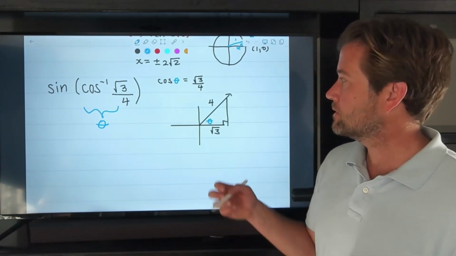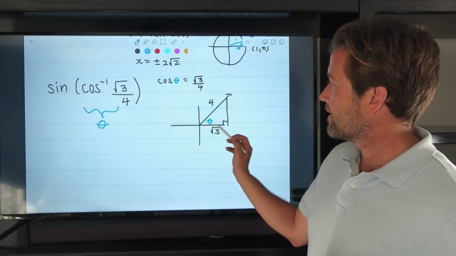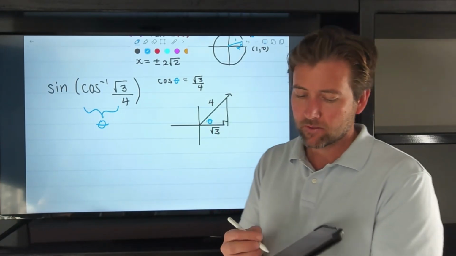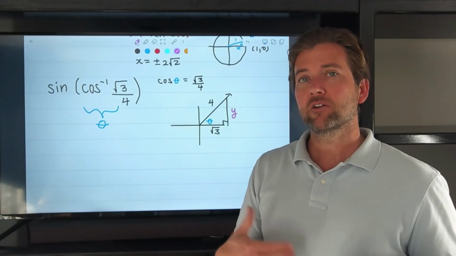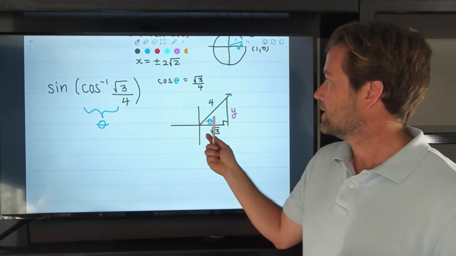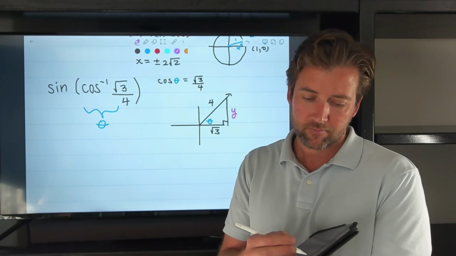So again, if you wanted to, you could draw a unit circle. This radius would be 1, and this x value here, the side length, would be the square root of 3 over 4. Now I'm going to find this missing side. Why? I need to know that because the sine of the angle is going to be the opposite over the hypotenuse.